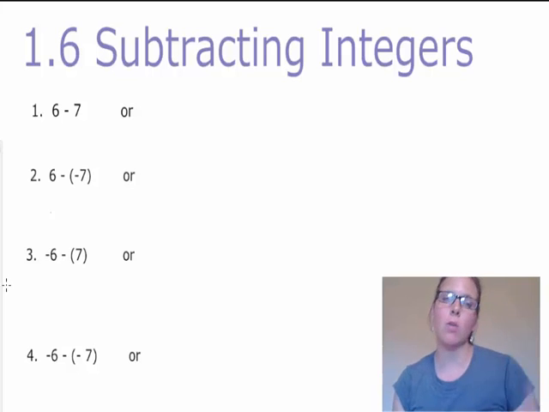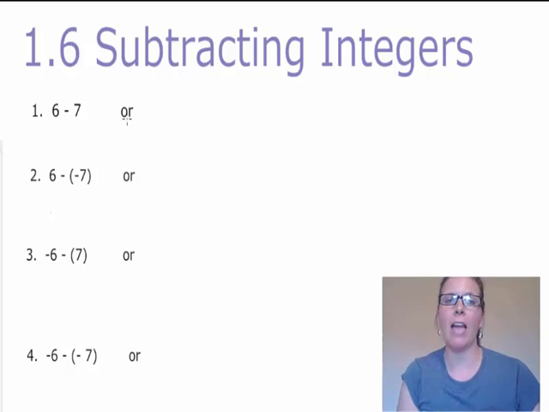So basically, when you have a subtraction problem, you want to try to make it into an addition problem, and then go with those rules. You'll start to see it enough that if you see 6 minus 7, you're going to know that you're subtracting a 7 from a positive 6. But for now, we're going to change it to an addition problem. We're going to do what's called add the opposite.